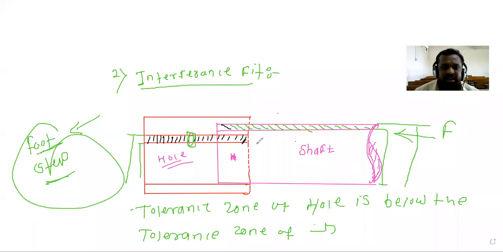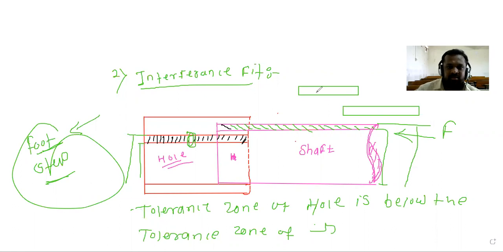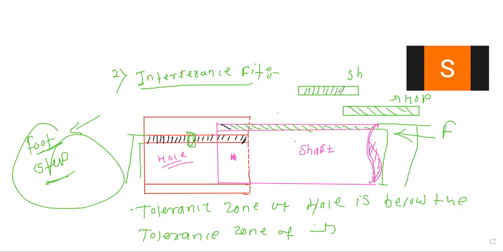Then how to show the interference fit in graphical representation? Say this is the tolerance zone for the shaft, and this is the tolerance zone for the hole. In this manner we have to show.